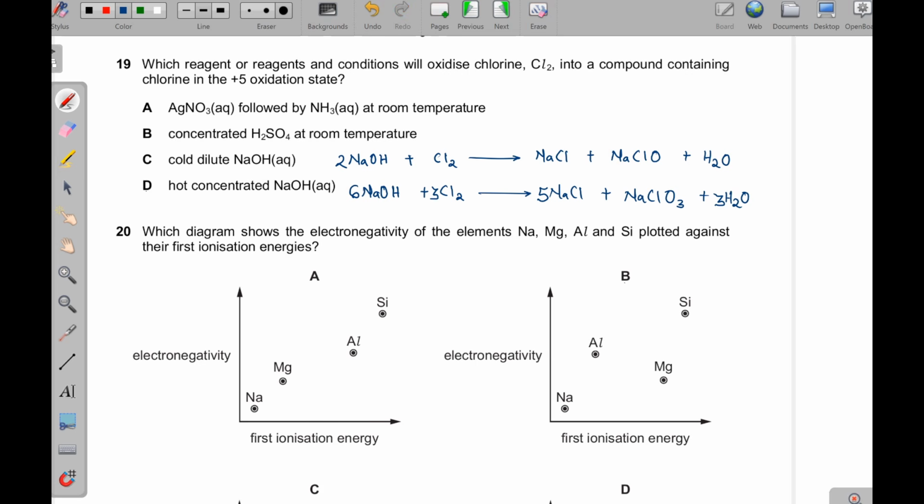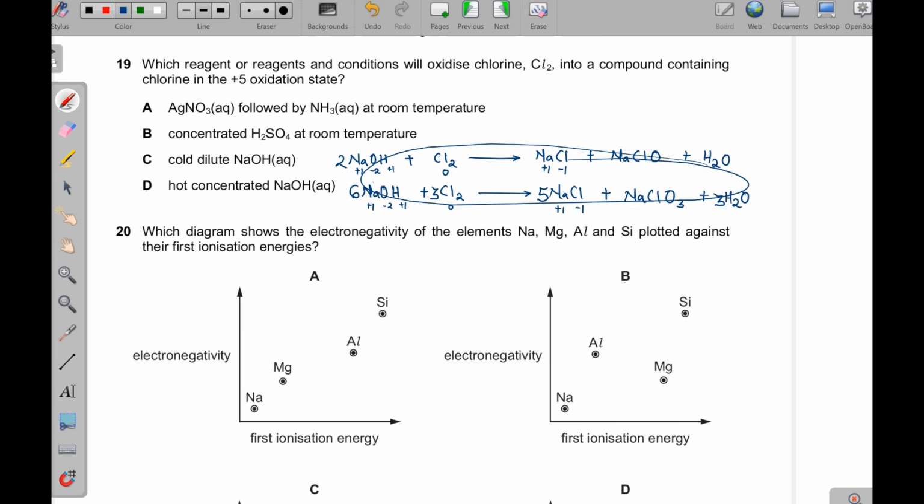Now, what is the oxidation state of sodium? It is plus 1. Even here, plus 1. Oxygen is minus 2, plus 1 for hydrogen, then plus 1 for hydrogen. Here, chlorine is 0, 0. Then again here, plus 1. Then this will be minus 1.